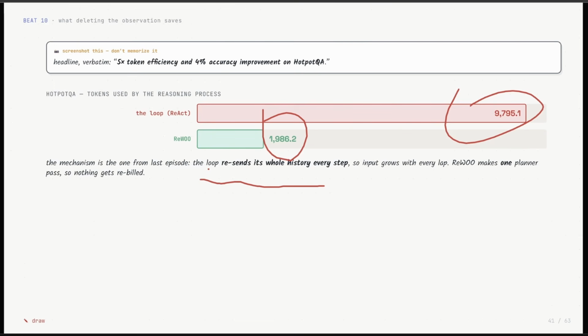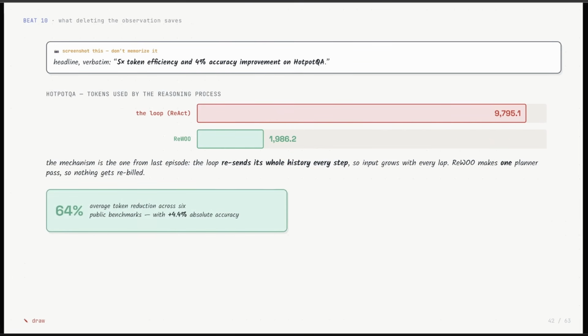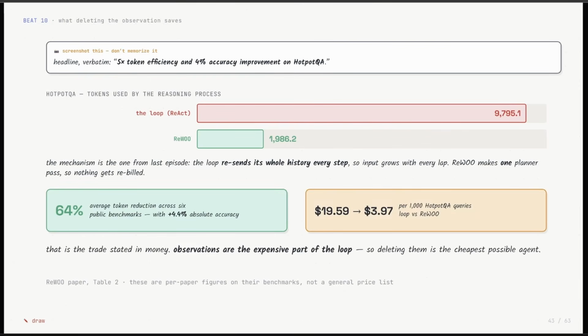On the other hand, ReWOO makes one planner call, so nothing gets rebuilt. And here you have to see a 64% average token reduction across 6 public benchmarks with a 4.4% absolute increase in accuracy. So you're not really sacrificing quality, at least not, depending on the public benchmark. And in money, for HotpotQA, you're spending a lot less with ReWOO compared to the React loop.